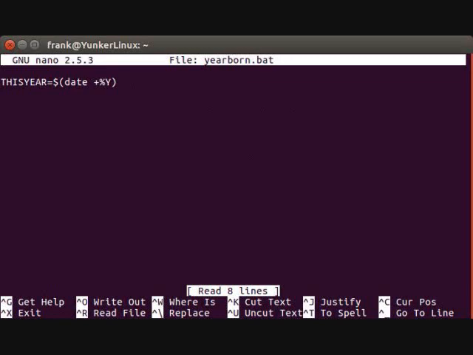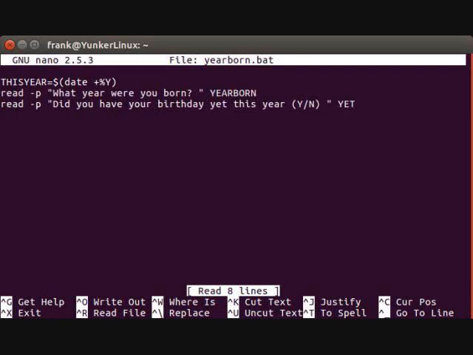The next two are going to be read statements. Minus P tells you you got a prompt coming. The prompt, what year were you born? And it's going to create a variable called yearborn. And did you have your birthday yet this year? Yes or no. That's going to go into a variable called yet. So read minus P means from the prompt, or with a prompt.